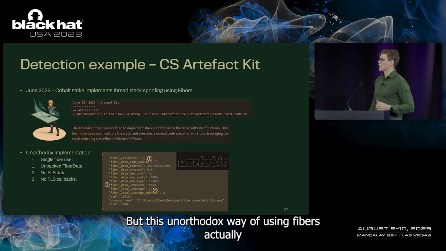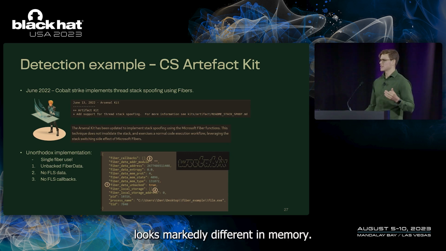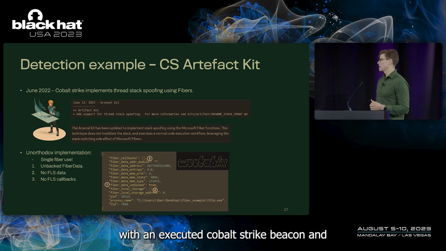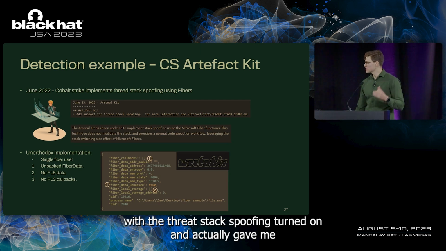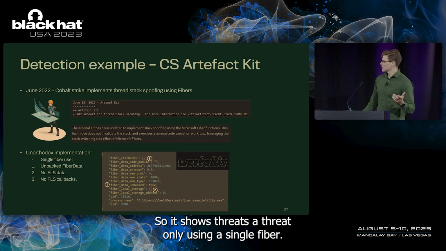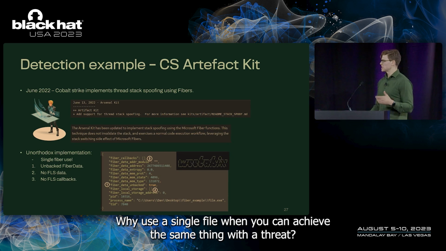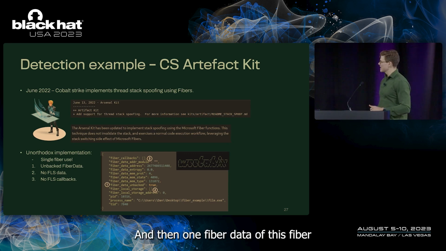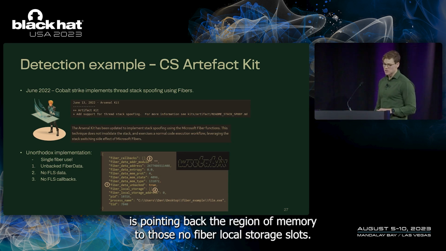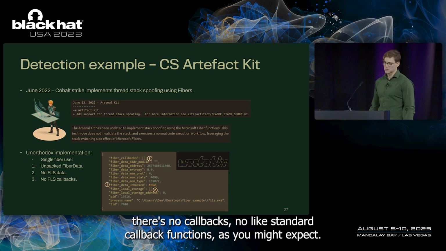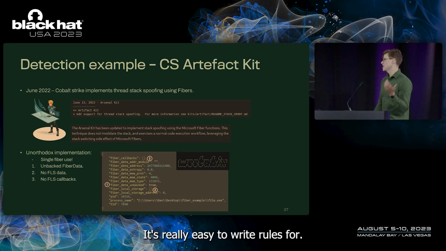But this unorthodox way of using fibers actually looks markedly different in memory. So I ran Weetabix against a victim machine with an executed Cobalt Strike beacon, and with the thread stack spoofing turned on, and it actually gave me some pretty interesting results. So it shows a thread only using a single fiber. Why use a single fiber when you can achieve the same thing with a thread? There's no need to get a fiber involved. And then 1, the fiber data of this fiber was pointing to some unbacked region of memory. 2, there were no fiber local storage slots. And 3, there are no callbacks, no standard callback functions that you might expect. So now we've got this telemetry. It's really easy to write rules for it.